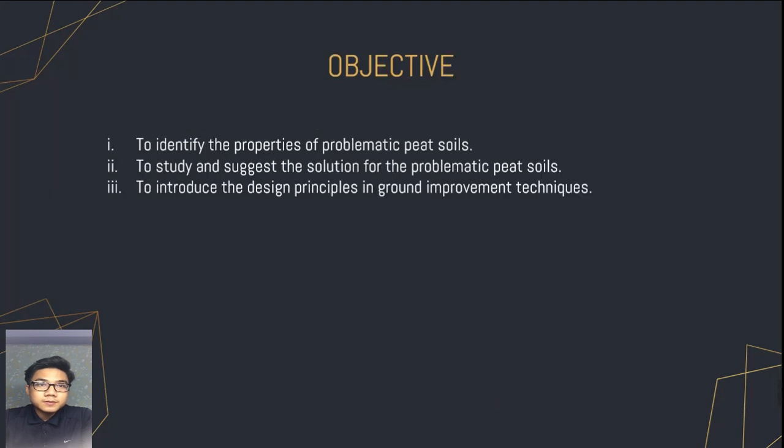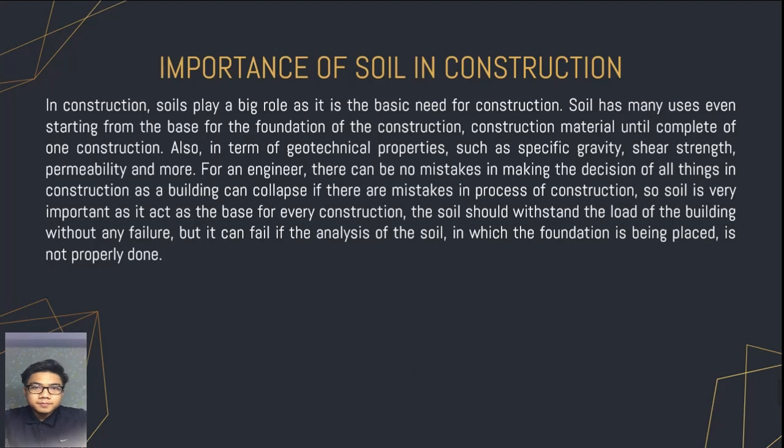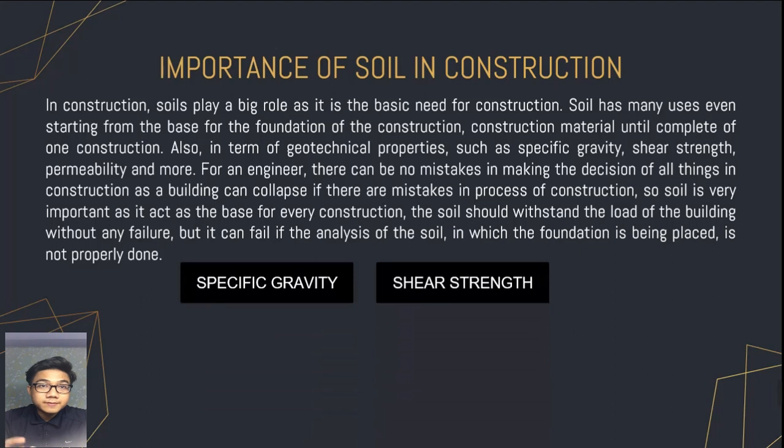Next is the objective. There are three objectives: to identify the properties, to study and suggest solutions, and to introduce the design principles in ground improvement. Next is the importance of soil in construction. Soil has many uses, starting from the base for the foundation and construction material until the completion of a construction. It also has geotechnical properties such as specific gravity, shear strength, permeability, and many more.